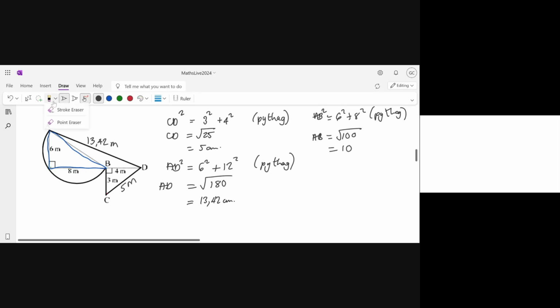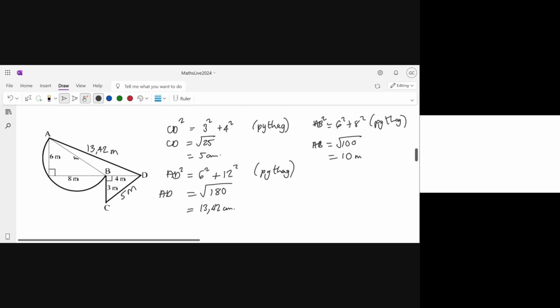Right. So I now know that the diameter, because from A to B, that is the diameter of my circle, is 10 meters. Okay, 10 meters. All right. Now we can actually go ahead and calculate for the perimeter. I'm going to show you what we're going to do here.